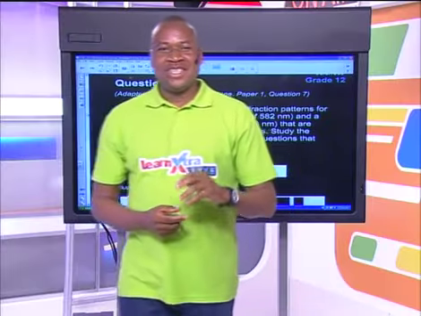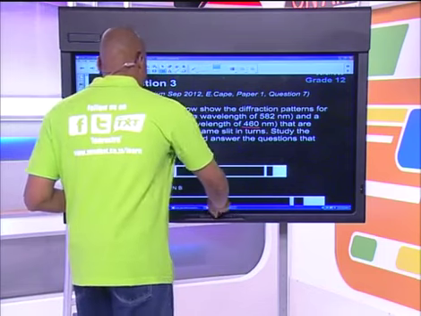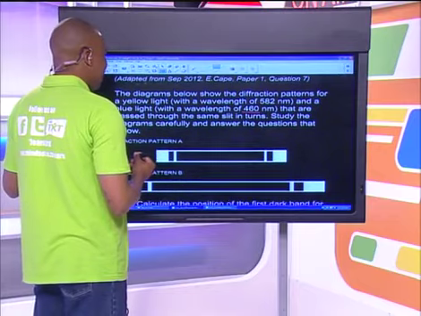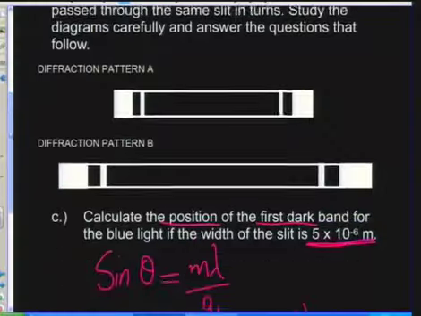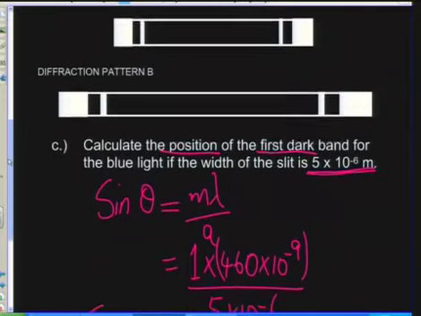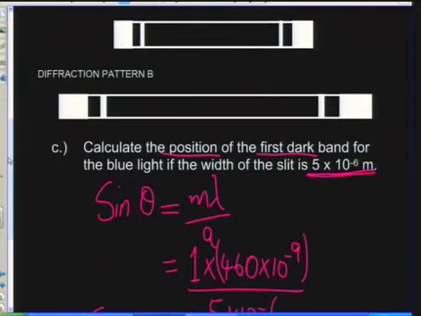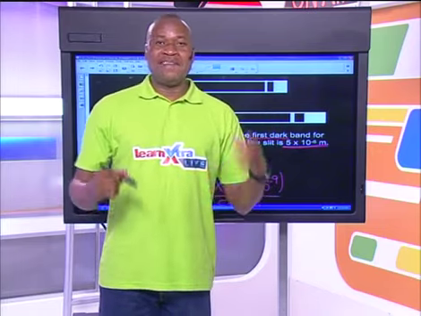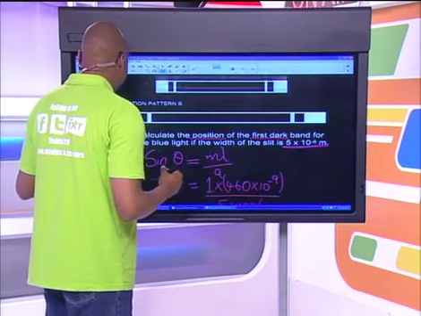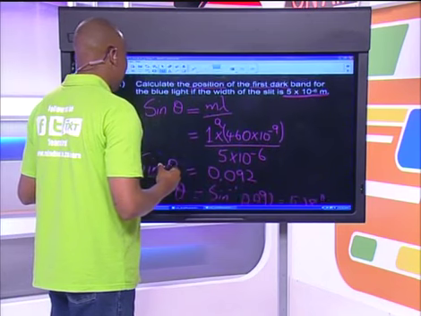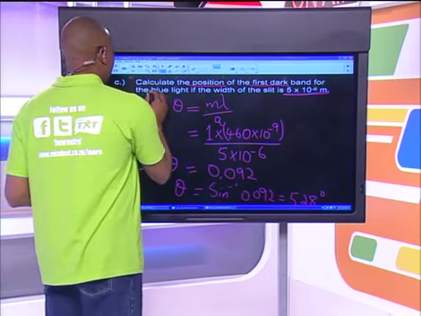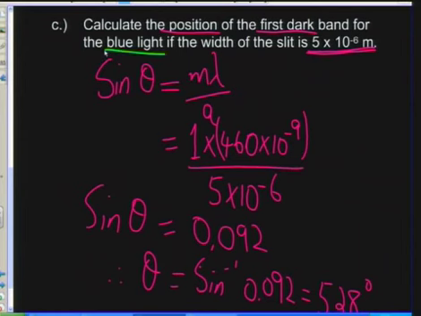Thank you. Let's proceed. We have been talking about the diffraction patterns before the break, and this is the question that we had, based on these two diagrams here. There's something I want to explain quickly, because some people might get confused. The question talks about finding the position of the dark band. I'm referring especially to question C, which says calculate the position of the first dark band for the blue light, if the width of the slit is that.